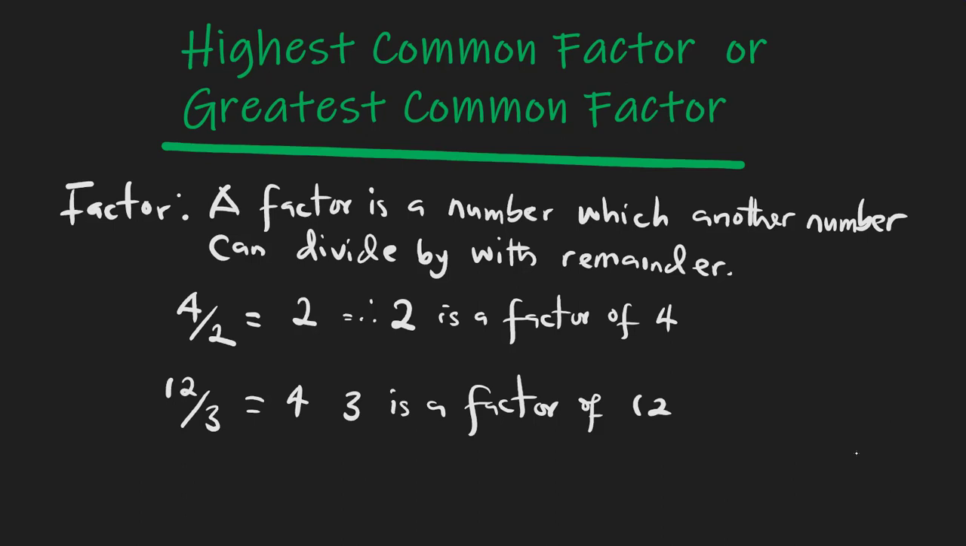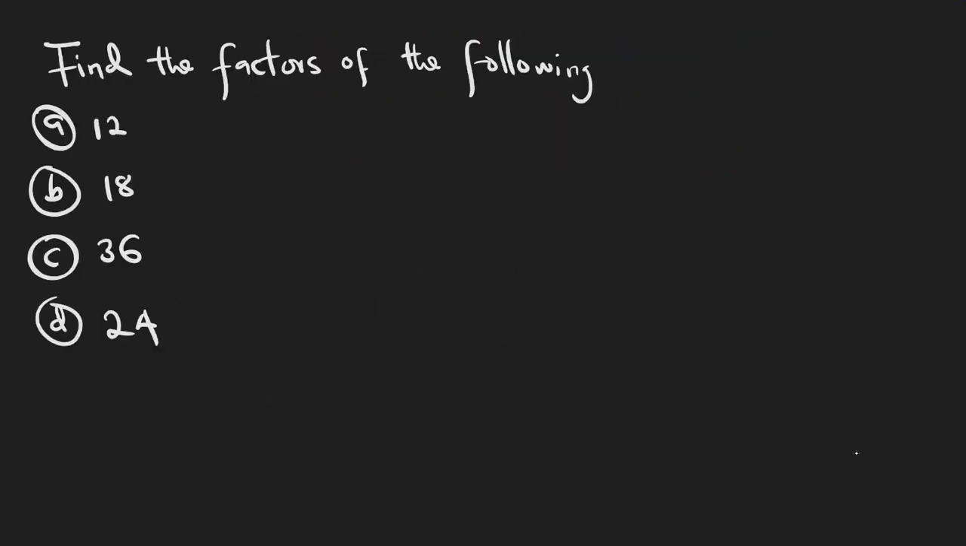So let's see some examples, right? Let's find the factors of some numbers for more understanding. So we have some sets of numbers here. The question says find the factors of the following. So the first number is 12. The best way to find the factors of 12 in this case is for us to start testing numbers from 1 to 12, and any number that 12 can divide by without any remainder, we can therefore say that that number is a factor of 12.